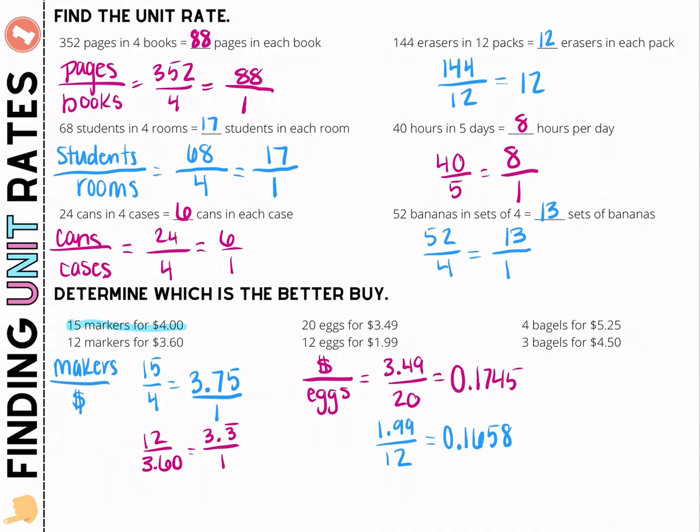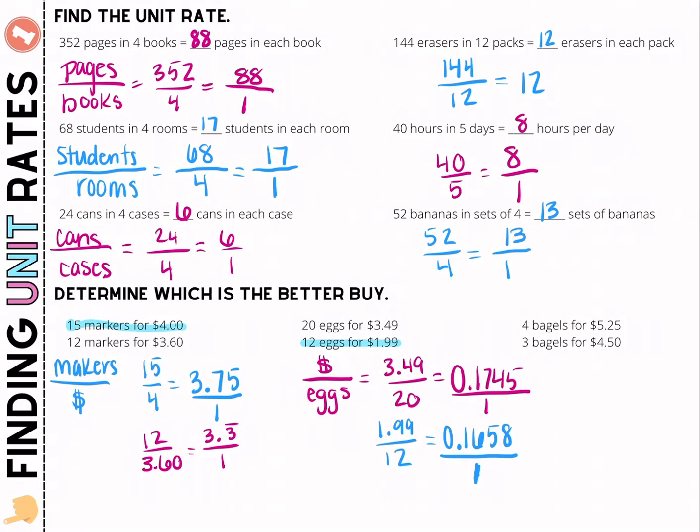Which one am I getting a cheaper cost per egg? It would be this one, okay? Because the 12 eggs for $1.99, I'm getting a cheaper cost per egg. So for one egg on the first deal, it costs about 17 cents. And then on the next deal, the cost is about 16 cents. So the one that costs less per egg is going to be your better deal.